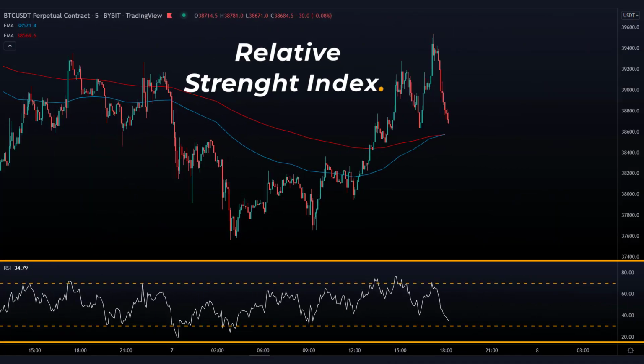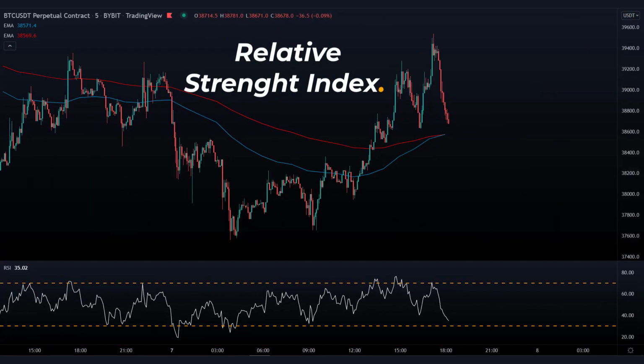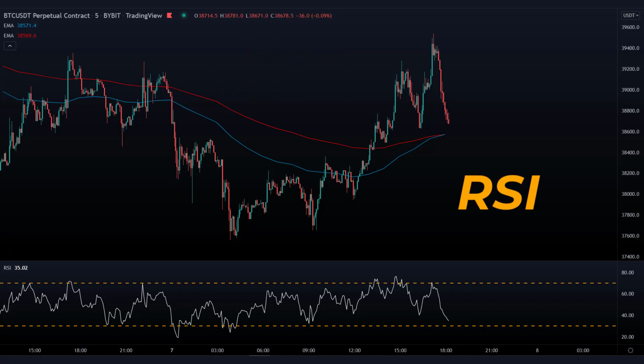As the last indicator, we use the Relative Strength Index. The abbreviation for this indicator is RSI. I leave this one on the default settings. As you can see, I did give it a different color, but that is not necessary. So now all the indicators are in place. We're going to start with the strategy.